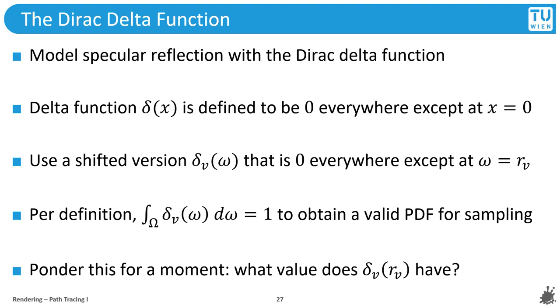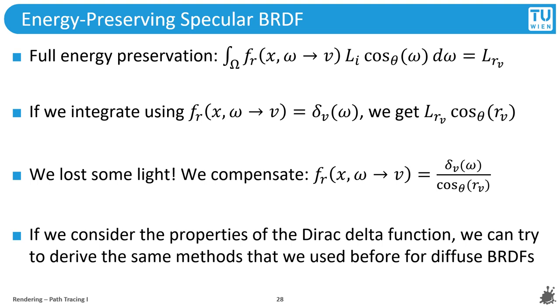This will come back to us in a minute, but first let's check if we can make a valid BRDF from the delta function. We already have reciprocity, because the mirror direction of rv is again v, so we only have to check for energy conservation. We actually want to have a complete mirror BRDF, so no light is absorbed or scattered, meaning that for a vector v, the entire radiance from its mirror direction is passed on. If we integrate the incoming irradiance from all directions times the BRDF over the entire hemisphere, we want to get exactly the light from the mirror direction.